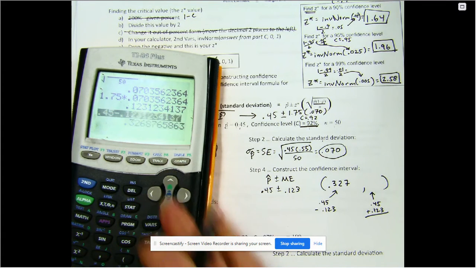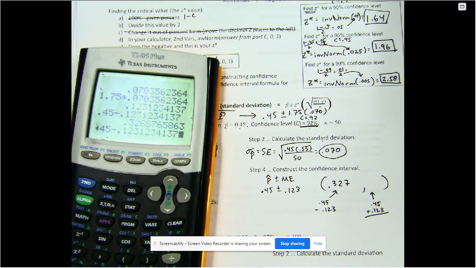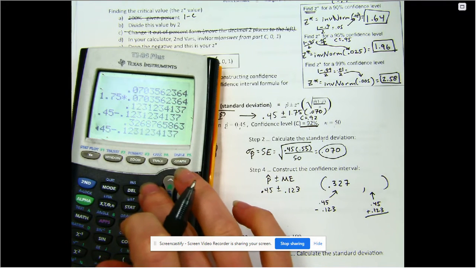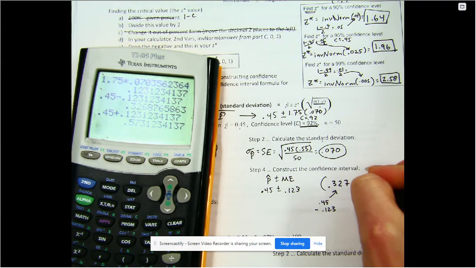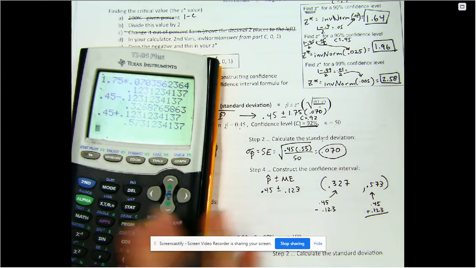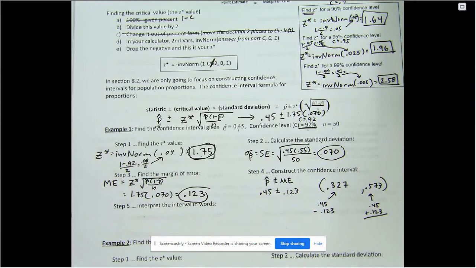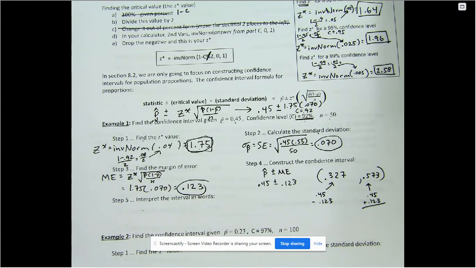And then to get this upper value, I take my point estimate and I add 0.123. I'm actually going to go up, check this out. So you can go up and grab, and I'm just going to change this to a plus. There we are. And I get 0.573. And there is my confidence interval. Now I'm asked to interpret the interval in words.